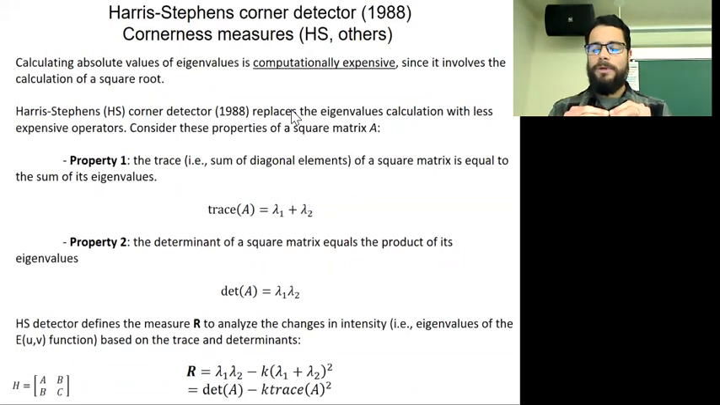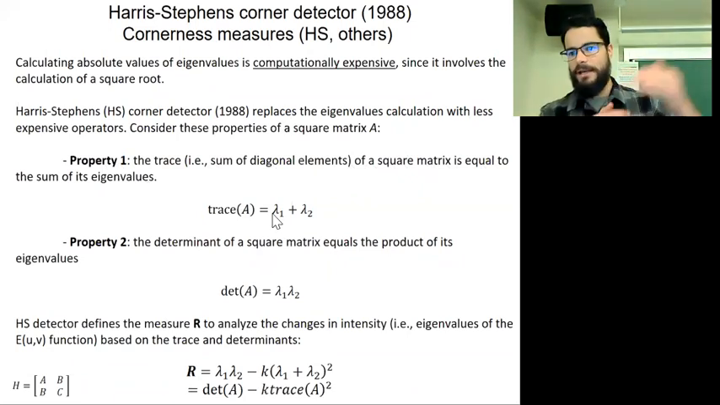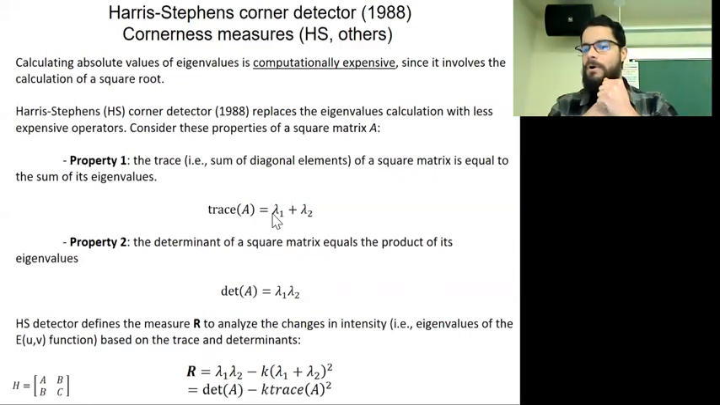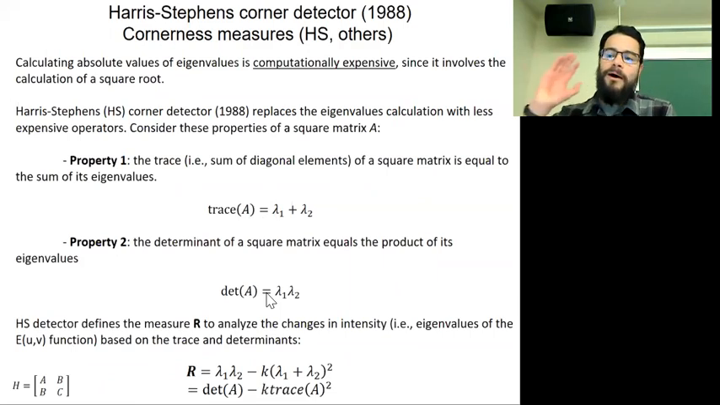But in order to be a little bit more efficient, what the authors did was to consider two very interesting properties from linear algebra. These properties hold for all square matrices, okay? So the trace, meaning the sum of diagonal elements, in our trace H, A plus C, of a square matrix is equal to the sum of its eigenvalues. So instead of calculating the actual eigenvalues, which as I said is computationally expensive, we already know that the sum of their values is going to be given by just the trace of our matrix H. A second property says that the determinant of a square matrix equals the product of its eigenvalues. So now, without calculating the actual eigenvalues, we know their sum and their multiplication.